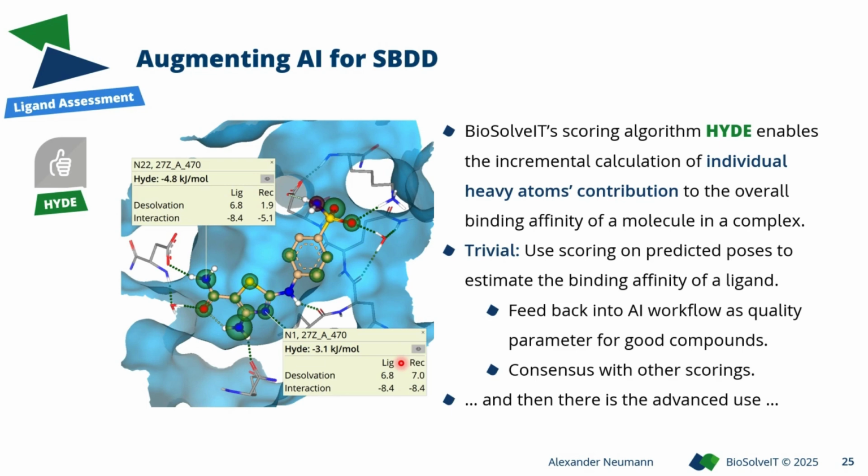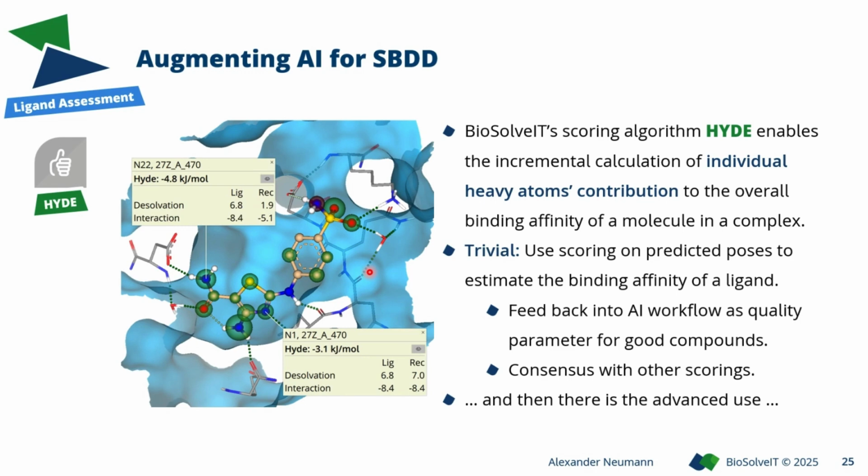Again, I would like to highlight a command line tool here, namely HYDE. And HYDE is our scoring algorithm, not the docking algorithm, the scoring algorithm. What it does is it takes a ligand, it takes a target structure, and estimates the overall binding affinity of the ligand. So far, so good. What people are not always aware of is that each individual heavy atom's contribution to the overall binding affinity is actually calculated. So ultimately, we know exactly, at least according to our algorithm, how much this nitrogen contributes in this context to the overall binding affinity of the ligand.